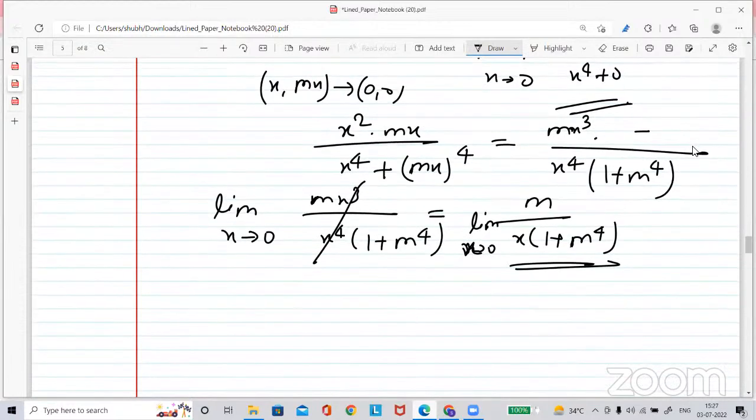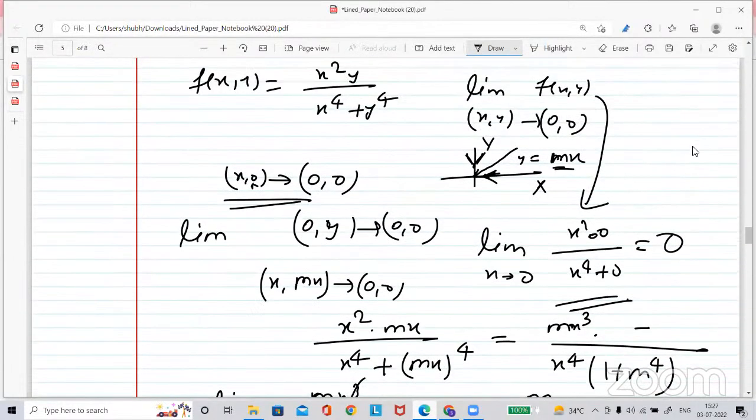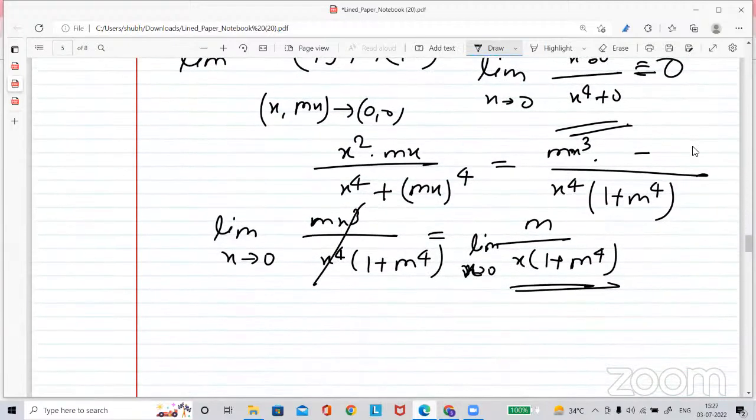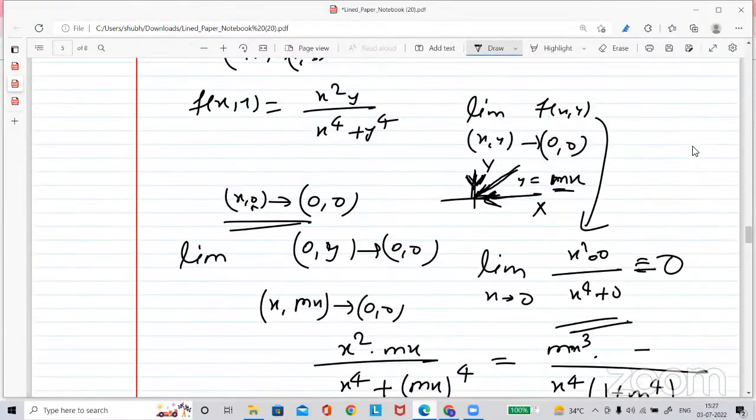Yes. Now see that if you are approaching along this axis, you are getting a 0 limit. If you are approaching along this axis or this line, you get 0, but when you are approaching along this line, you don't have a limit. In that case, you will say this function does not have a limit as (x, y) approaches 0.